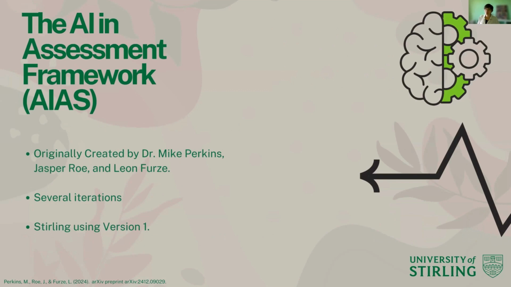So what did we use? We used something called the AI Assessment Scale. This was originally developed by Dr. Mike Perkins, who works at the British University Vietnam, and his colleagues Jasper Roe and Leon Furze. If anyone's looking for a really great blog on AI use in education, Leon Furze's blog is amazing. I would highly recommend it. There have since been several iterations, and I'll explain the first and the second, but Stirling used version 1. So for this last year, we used the first version of the framework.